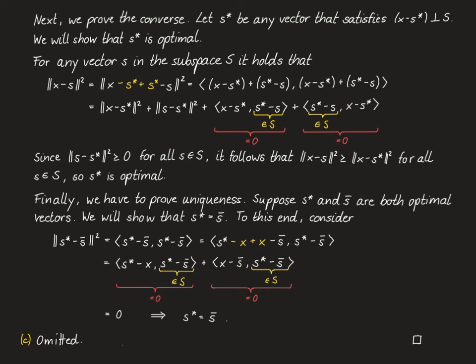Finally, the proof of part C of the projection theorem is omitted at this point because it requires some results that we will only introduce in the next chapter. So this completes the proof of the projection theorem.